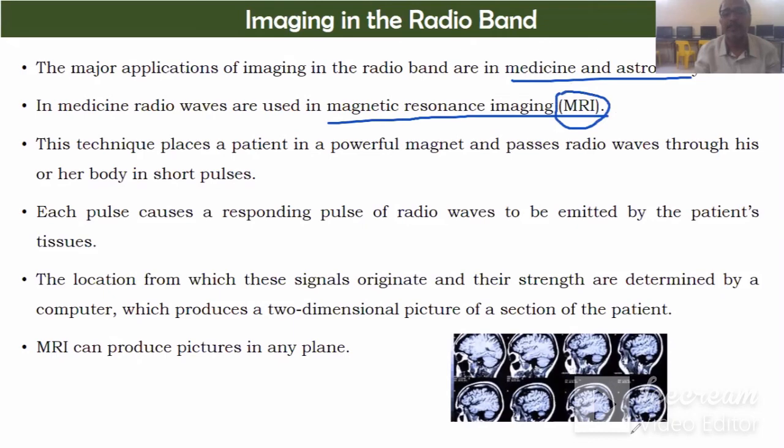Here this technique places the patient in a powerful magnet and passes radio waves through his body. The human body is placed between two magnets, and the sender will send some signal pulses and they will be received. Each pulse causes responding pulses of radio waves emitted by the patient's tissue. When radio waves are passed through here and come back, the image is created accordingly.